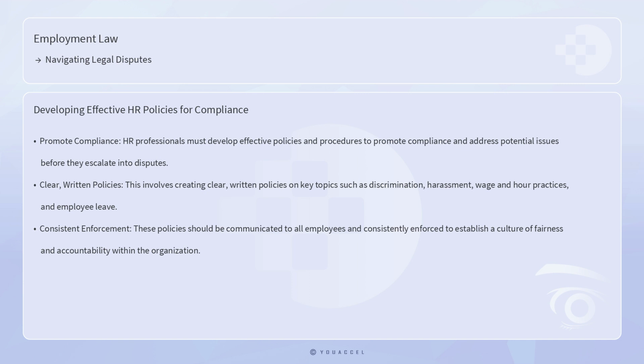Once the legal framework is understood, HR professionals must develop effective policies and procedures to promote compliance and address potential issues before they escalate into disputes. This involves creating clear, written policies on key topics such as discrimination, harassment, wage and hour practices, and employee leave. These policies should be communicated to all employees and consistently enforced to establish a culture of fairness and accountability within the organization.